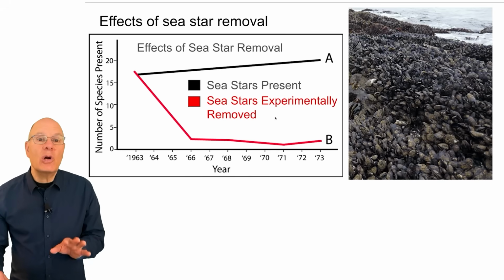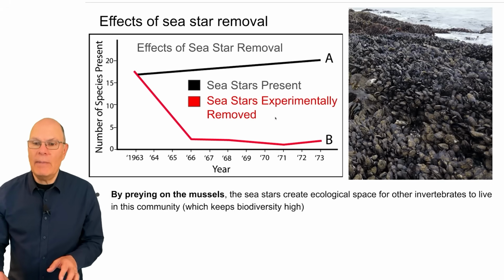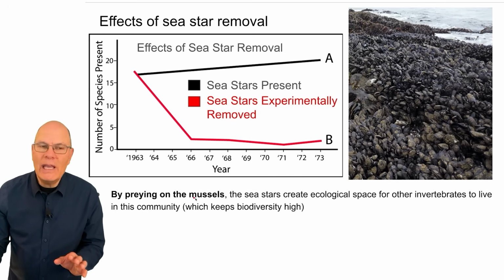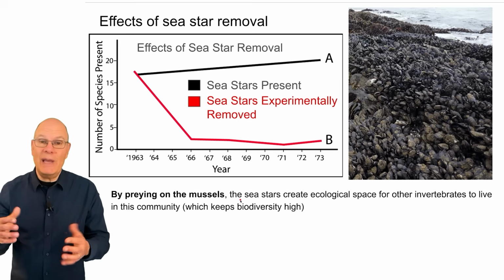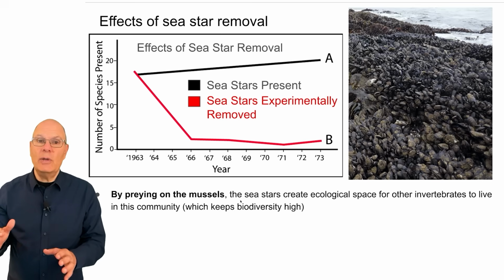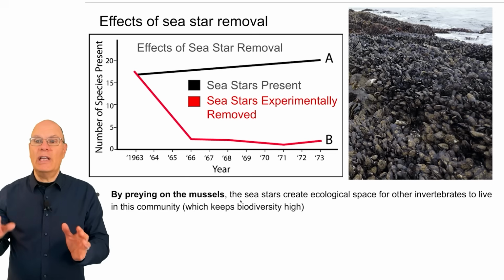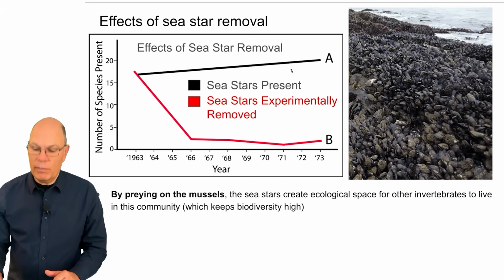When sea stars are removed from the intertidal zone, biodiversity can plummet. That's because by preying on the mussels, sea stars create ecological space, physical space, for other invertebrates to live in this community, and that keeps biodiversity high. So this is what this community looks like when sea stars are present.